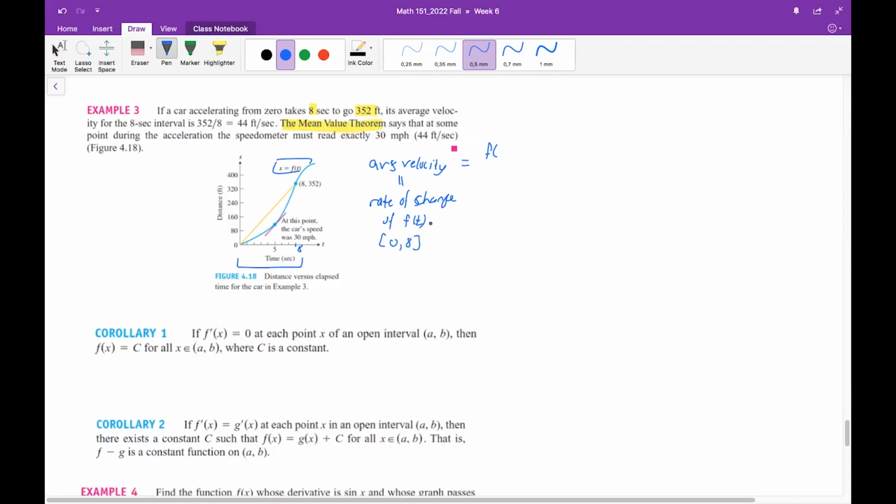Over this interval, you take the difference of the values and divide it by the difference of the points like this. So what is the result? The value f of 8 is 352, divided by 8. So the result is computed as 44 feet per second. This is the rate of change of our function over that given interval. And the rate of change, if you remember from one of the first lecture videos, is the slope of the second line.